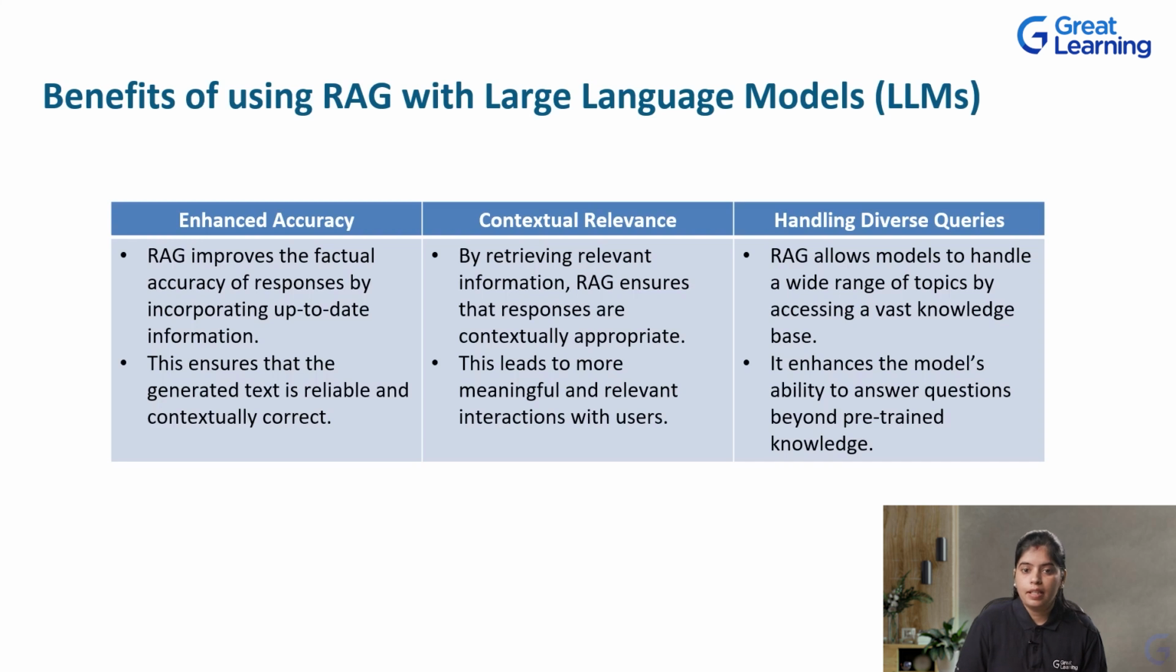Next is handling diverse queries. RAG allows the model to handle a wide range of topics by accessing a vast knowledge base. It enhances the model's ability to answer questions beyond its pre-trained knowledge. We always train the knowledge base, right? So even beyond that limit, it tries to give an accurate and proper answer based on the user's query. So that's why the third benefit is handling diverse queries.